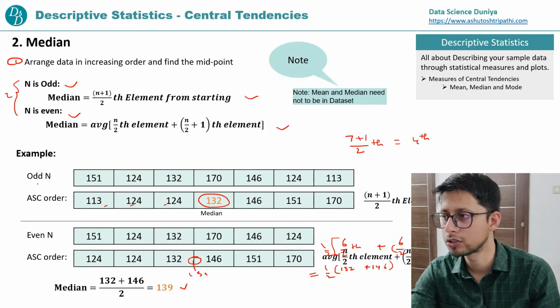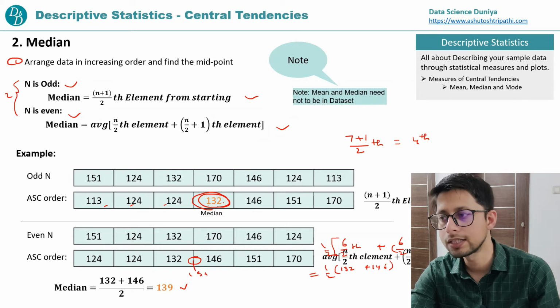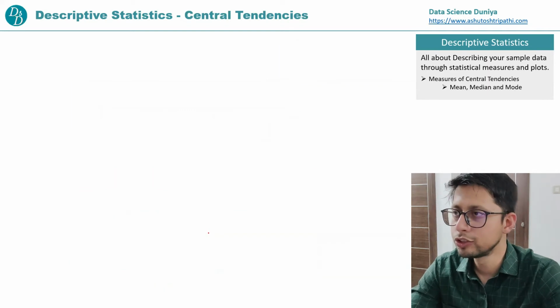Like when n was odd, here the median was available in our data set. So most of the time when n is odd, the median will be available in our data set, but in case of an even number, it may not be available in your data set. Okay, that's where 139. So this is your median, guys.